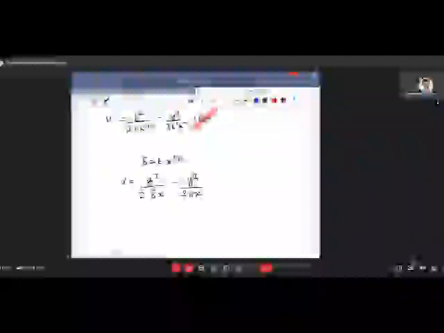I hope this part is clear. I hope this exercise makes sense to you. If you have any doubts, please stop me and ask me any questions. Sorry, this should be delta square x.